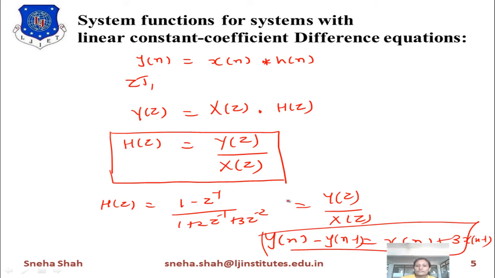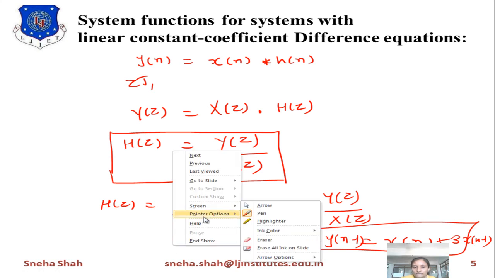So for this, if we are given the value of H of z, first of all consider it as Y of z upon X of z, then cross multiply it, and then take the inverse z transform to derive the constant coefficient difference equation.